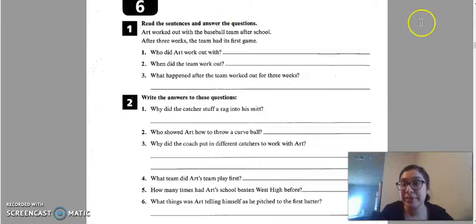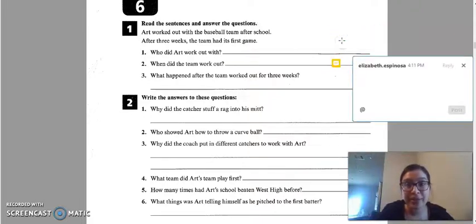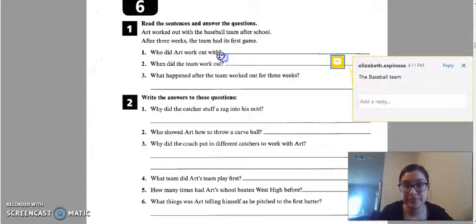So my friends, you're going to make sure that you are writing in those questions right here. So again, let's see if you remember. Who did Art work out with? Who? Yes, the baseball team. So you're going to write the baseball team. You're going to write it right here.